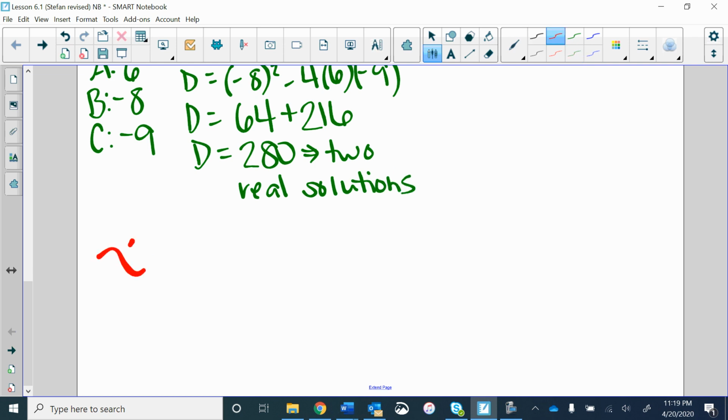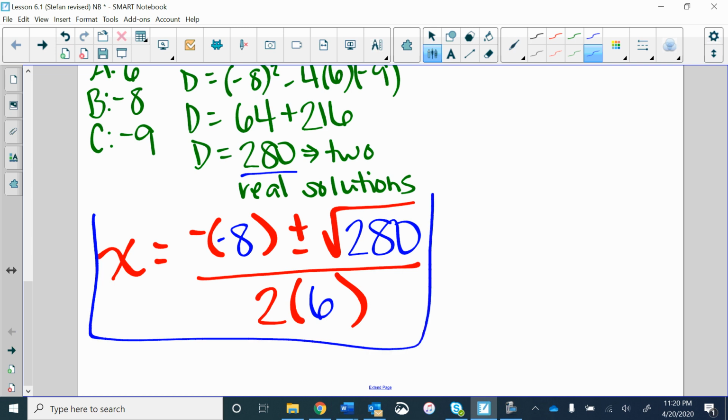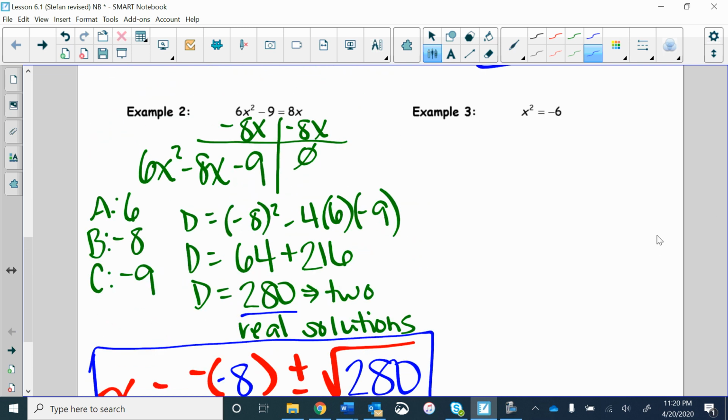The quadratic formula says x equals the opposite of b, plus or minus the square root, all over 2 times a. So let's plug in our b, negative 8. Let's plug in our discriminant, 280. And let's plug in our a value, 6. Guess what? You're done.